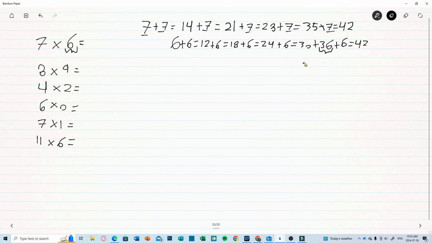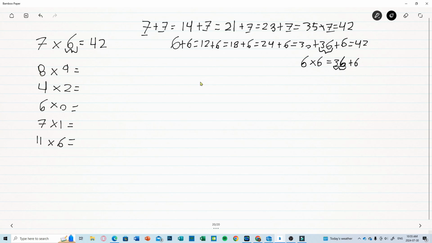So 36 is 6 times 6. And I always found it easy to remember because it kind of rhymes. 6 times 6 is 36. So if you have this down, that 6 times 6 is 36, it makes it a lot easier because if you know that you want 6 times 7, you're able to skip to 36 and then only have to add 6 one time. So this is going to give us 42.